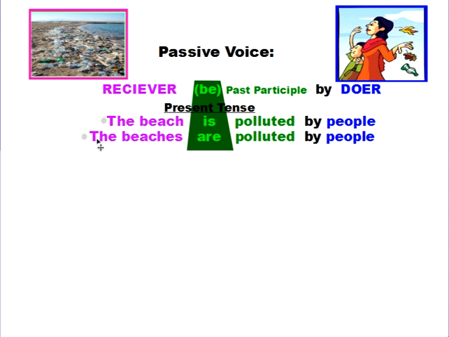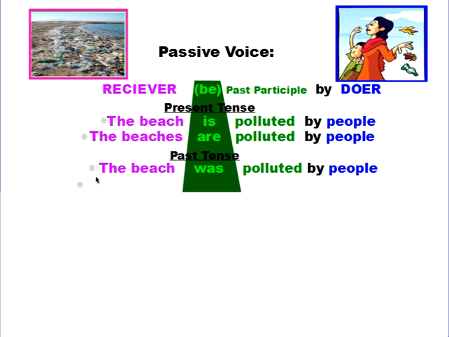Now, if I wanted to be plural, I could say the beaches, plural, are polluted by people, because I need to use the plural form of be, right? So again, it's the form of be that I change when I want to change my passive voice. Let's look at the past tense, right? So for example, the simple past tense, I could say the beach was polluted by people, and there I have the form of be in the simple past. If I want to be plural, I could say the beaches were polluted by people. And again, I'm using were because it's plural and it's in the past tense of be.